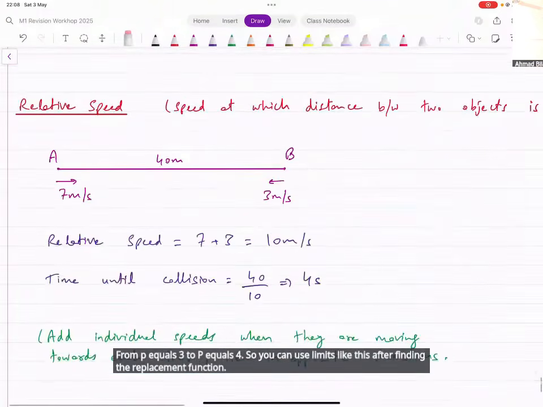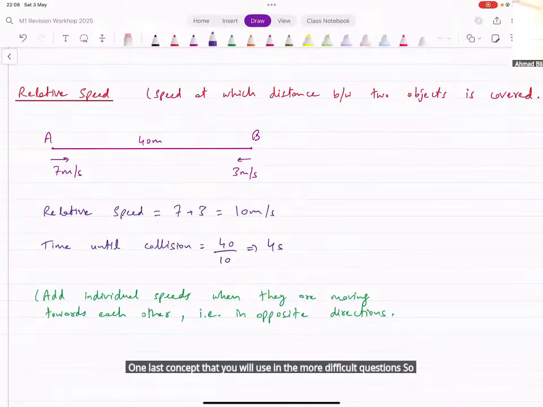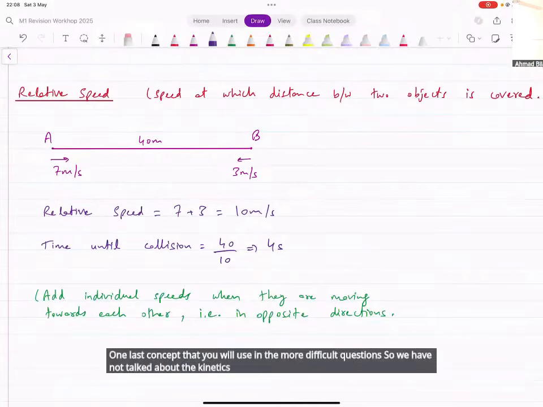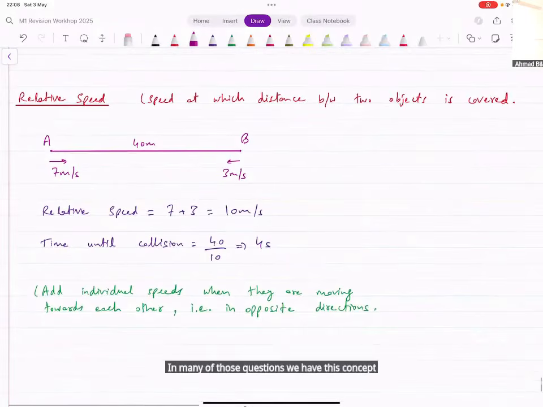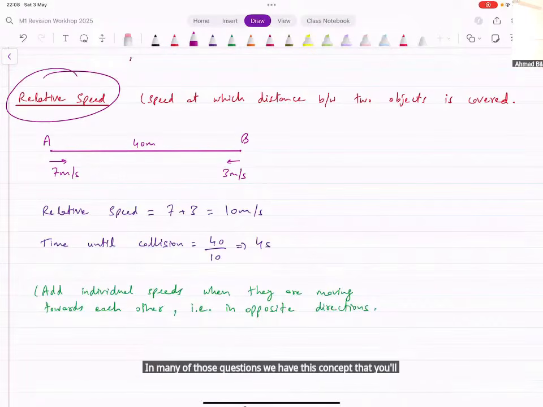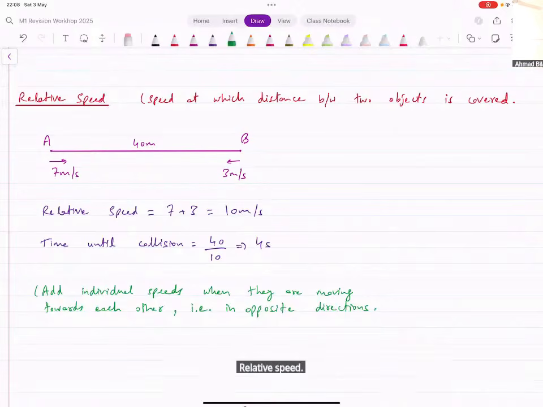One last concept that you will use in the more difficult questions. So we have not talked about the kinematics and momentum questions, right? We'll talk about them when we talk about momentum. Those are, I think, the most difficult types of questions in mechanics, where they have kinematics and momentum both of them. In many of those questions, we have this concept that you'll have to use: relative speed. Now, let me explain what that means.